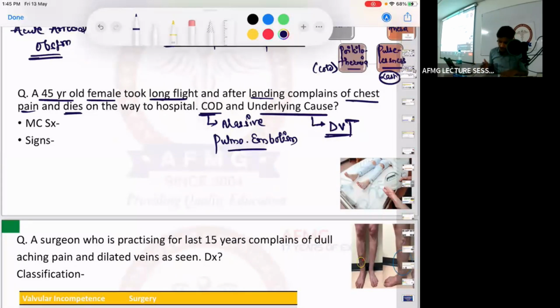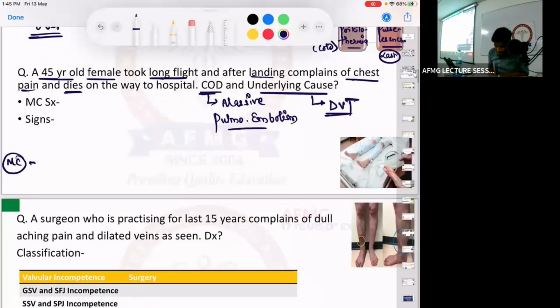In deep venous thrombosis, which are the most common vessels affected? Anybody? The most common vessels affected in DVT are the calf veins, known as the soleal veins. Therefore they would lead to pain and swelling in the calf. So there would be thrombus formation in the deep veins of the lower limbs.